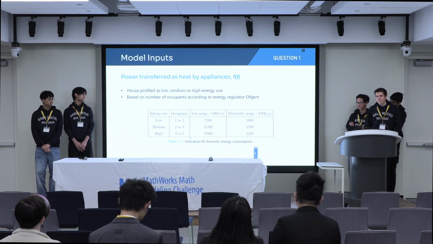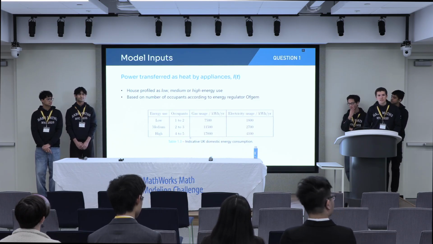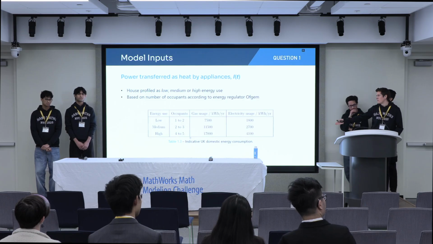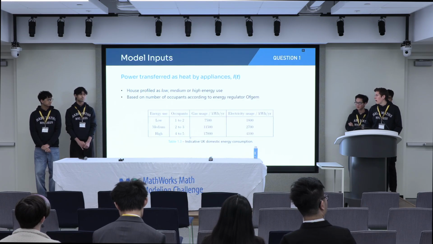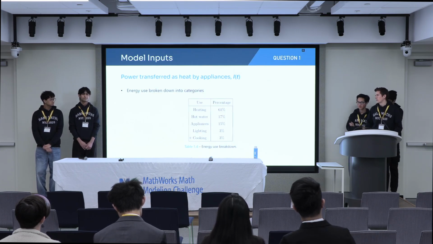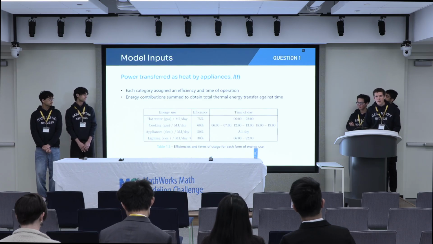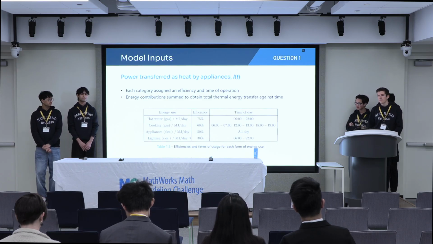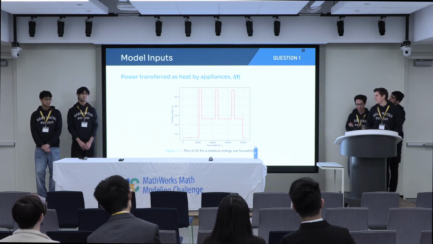And then I of T, the power transfer due to inefficiencies in indoor appliances. So we profile the houses as high, medium, or low energy use. And this is according to the UK energy regulator. And then we break down this energy use. Again, this is averaged across the entire UK. And for each of these energy uses, we assign an efficiency. And we also assign a time of day when these are likely to be used. And summing over all of these, we obtain a plot of I of T.